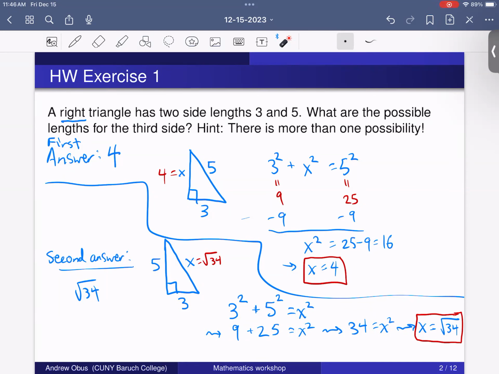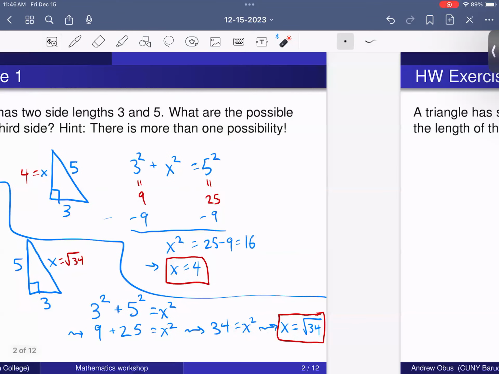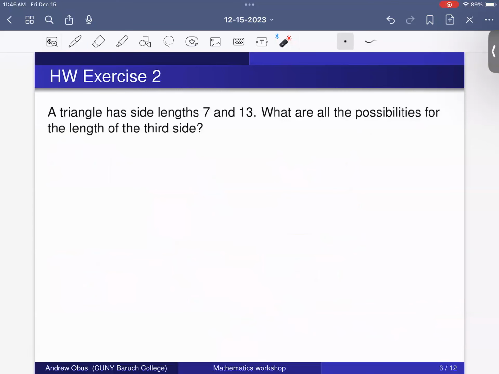All right, any questions here? Okay. So if there's no questions, let's do the second problem. So the second problem, which we talked about a little bit last time, but let's do the full answer. A triangle has side lengths 7 and 13. The question is, what are all the possibilities for the length of the third side? So maybe just to make things better, let's let x be equal to the third side.